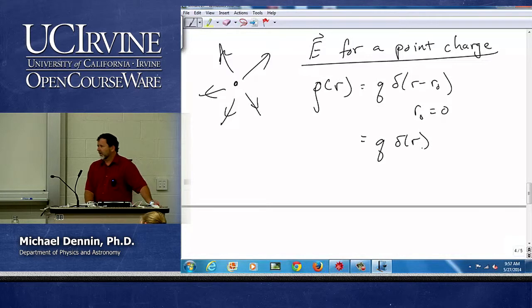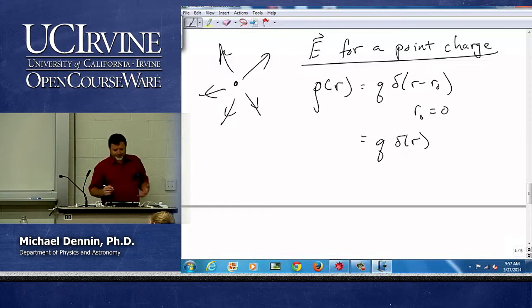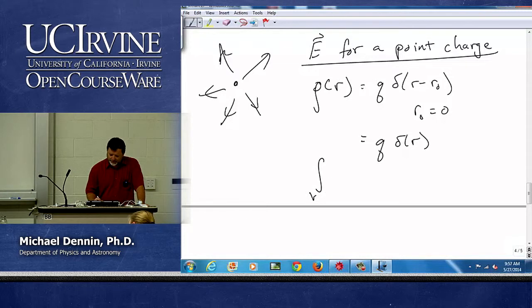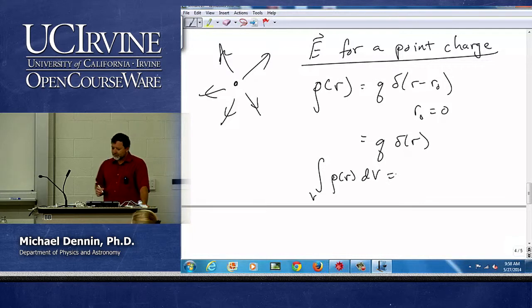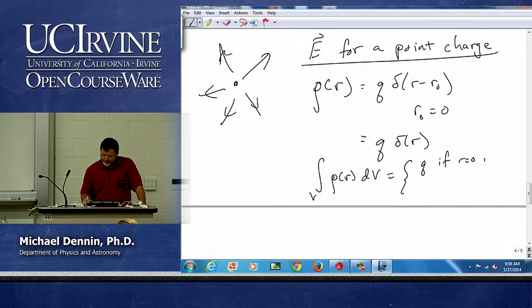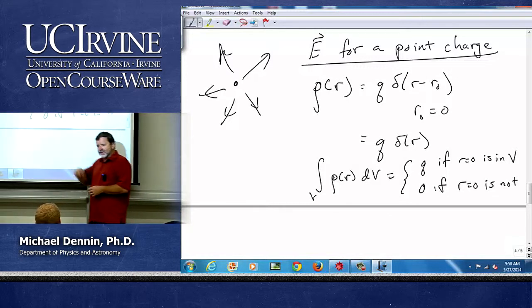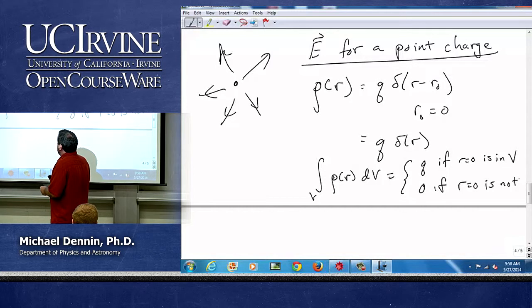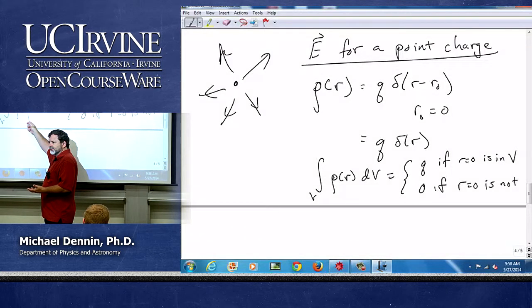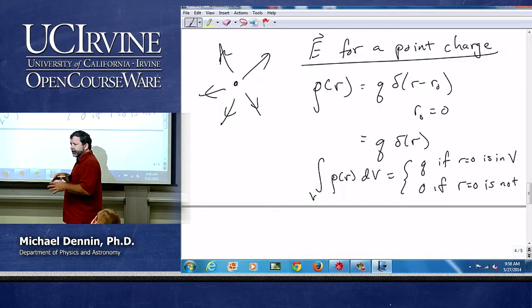And what that basically says, if you remember how the delta function works, is that if I integrate this rho of r over some volume, I get Q if r equals 0 is in V, and 0 if r equals 0 is not in V. The delta function is an infinite spike at some point, in this case r equals 0, and so when I integrate over a delta function, I get 1 if that delta function occurs in my region of integration, and I get 0 otherwise.